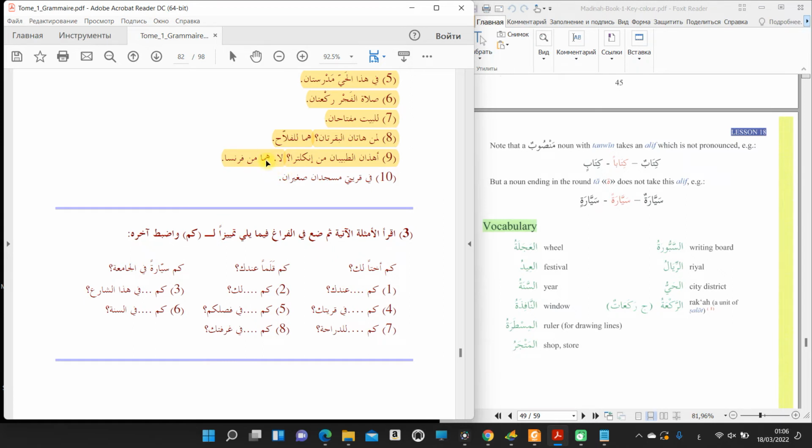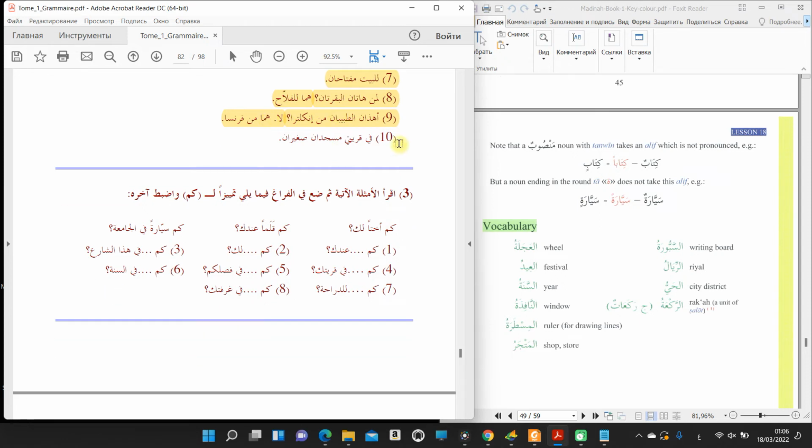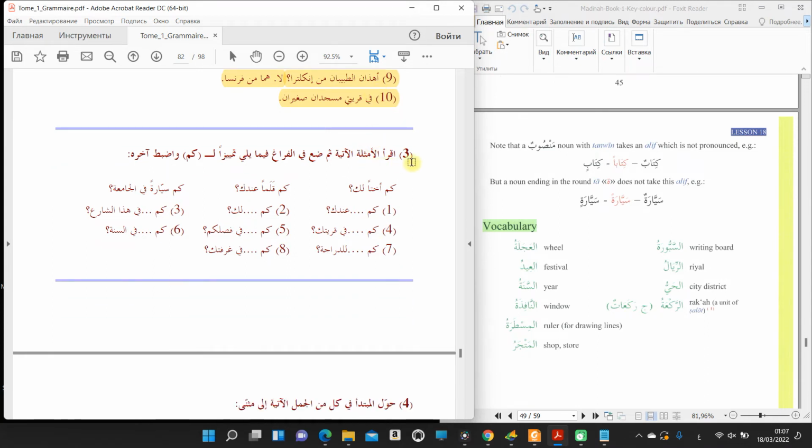They are from France. And of course, we mean both of them, because it's huma. It's the pronoun of the dual number, huma. في قريتي مسجدان صغيران. There are 2 small mosques in my قرية. It's a village. Okay, so that's how it is.